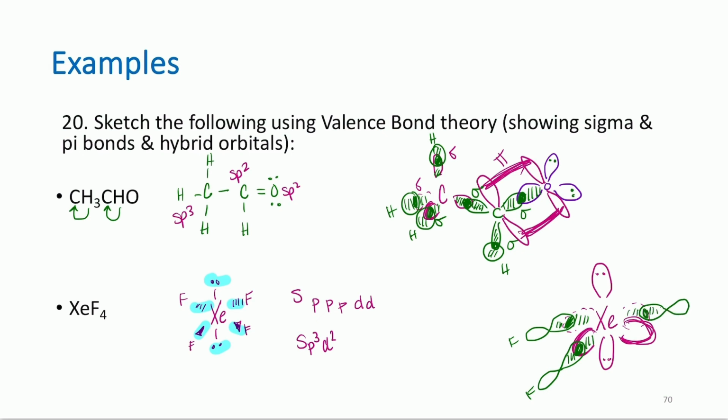Again, why am I not hybridizing my fluorine? Because fluorine can only bond with its p orbitals. It's the only space that it has left. But all of these are sigma bonds. And that is the end of your additional practice for chapter 11. I hope this helped. Good luck.